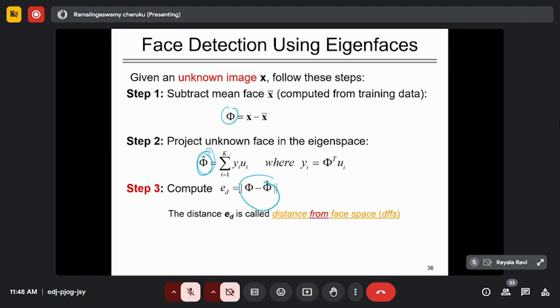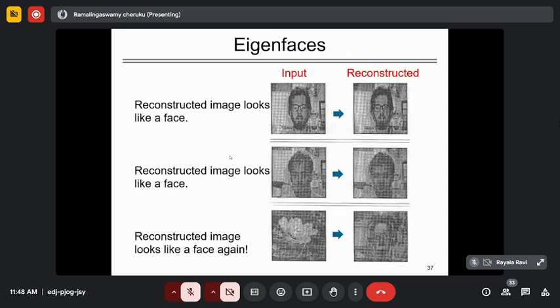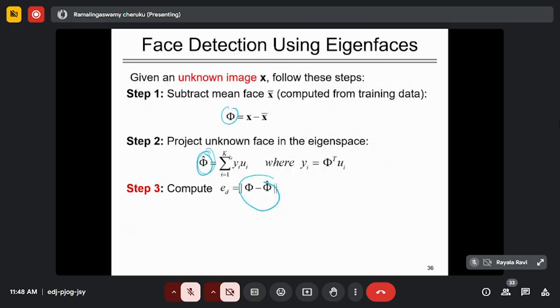Now, the distance ED is called the distance from face to the face space, the transformed space you can say. If the ED is less than a certain threshold, then X is a face. Otherwise, it is not a face. So this is the problem of face detection.